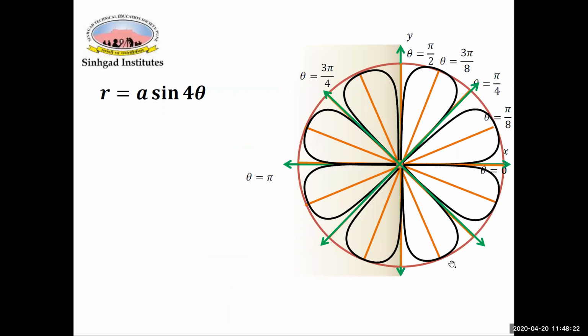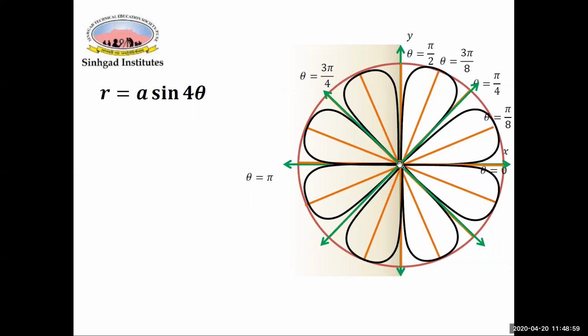See here, x-axis, y-axis, each quadrant is divided into 4 equal parts, 1, 2, 3 and 4: pi by 8, pi by 4, 3 pi by 8 and pi by 2. So after dividing each quadrant into 4 equal parts, we will draw our first loop, which is along the line theta equal to pi by 8. Along the line theta equal to pi by 8, the first loop is drawn.